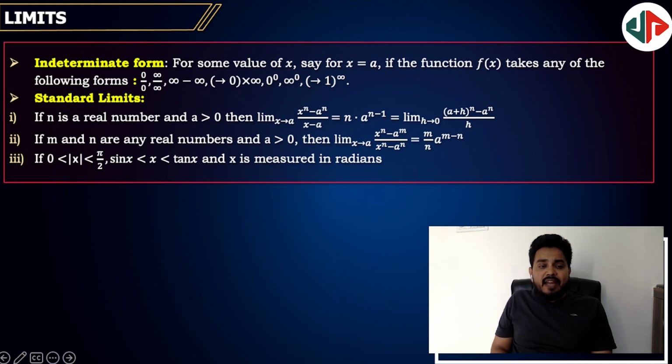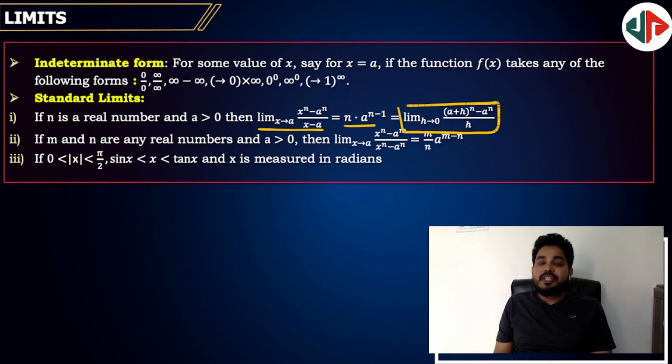And now here I have given certain important properties. Limit x tending to a, x power n minus a power n by x minus a is n into a power n minus 1. This is also taken as the first principle of derivative actually. And x power m minus a power m by x power n minus a power n is equal to m by n into a power m minus n.